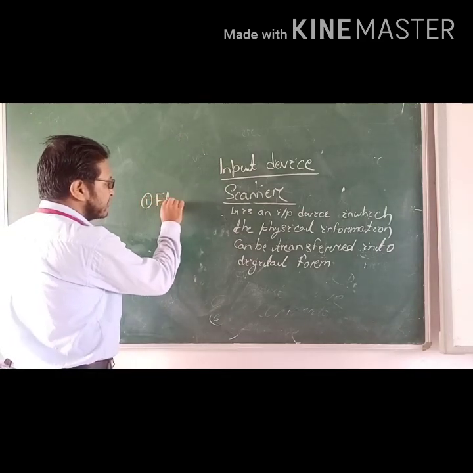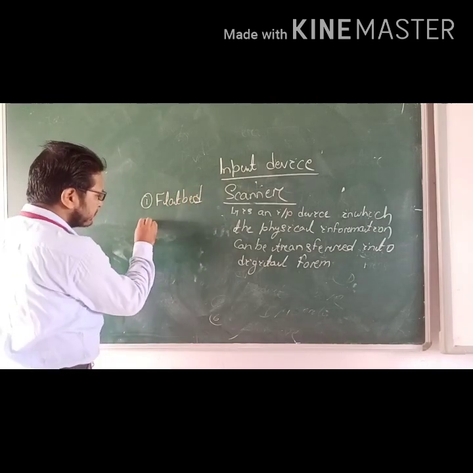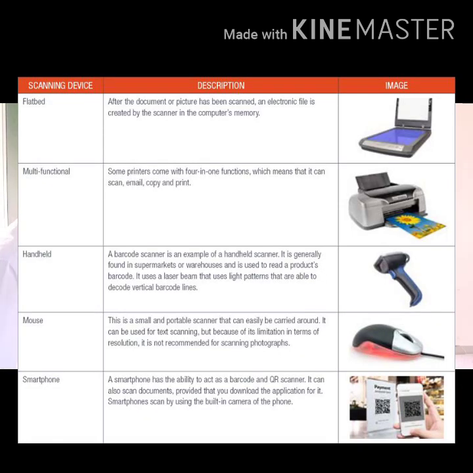One is your flatbed scanner. The second one is the transparency scanner. The third one is the handheld scanner. The fourth one is your drum scanner. The scanner is in this way divided into four types: flatbed scanner, transparency scanner, handheld scanner, and drum scanner.